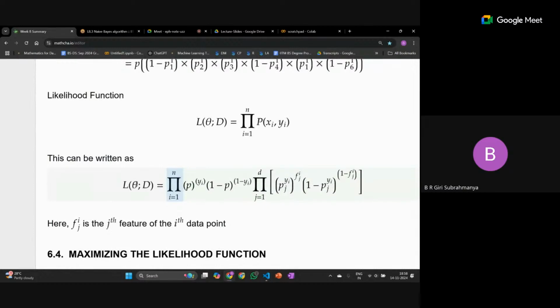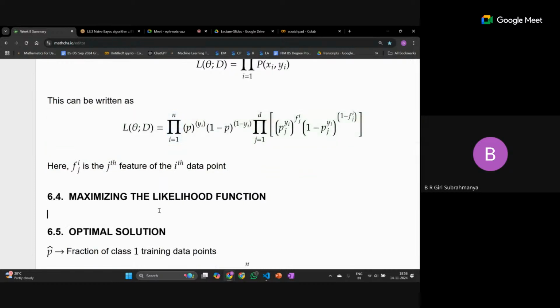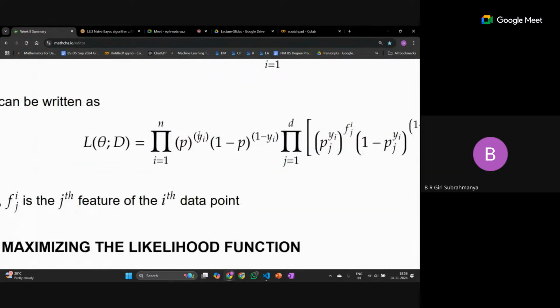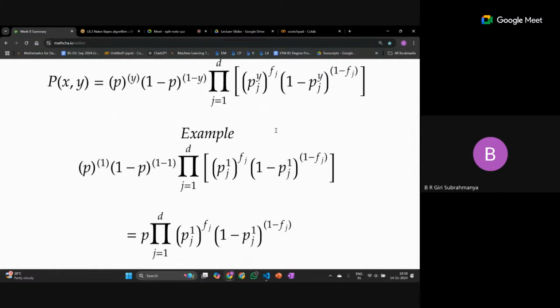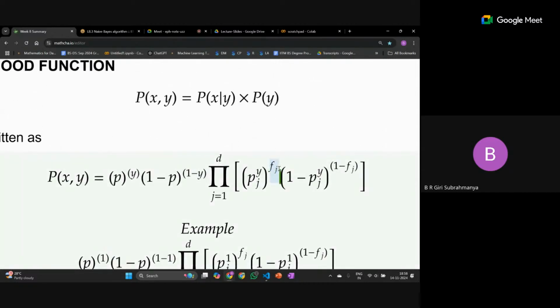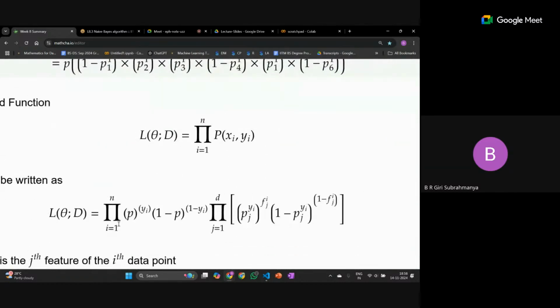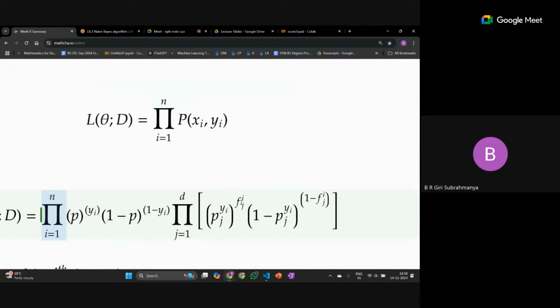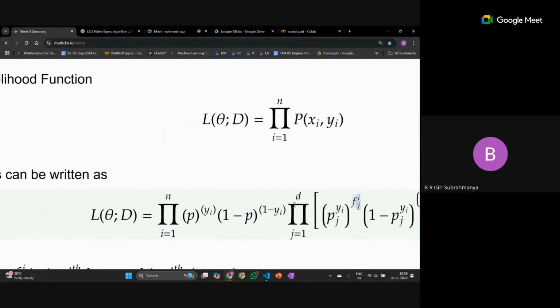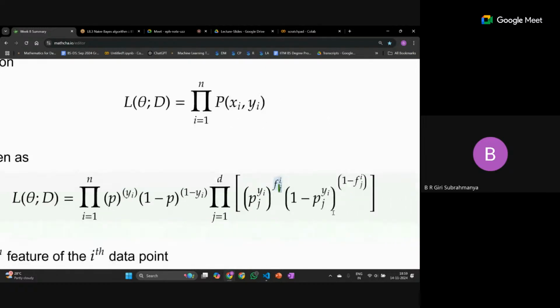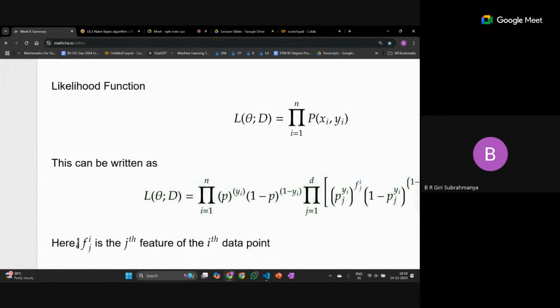What we have to do is again maximize this and find the solution. So if you notice, I have made one small change. Here it is just fj, because for one particular data point feature j is understood. And you have n data points, so I've written it as fij. So this is for the ith data point and the jth feature. That's all, not much difference.